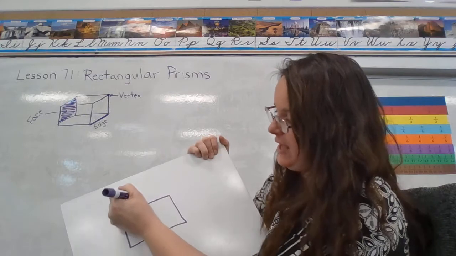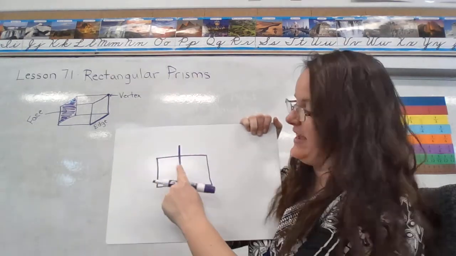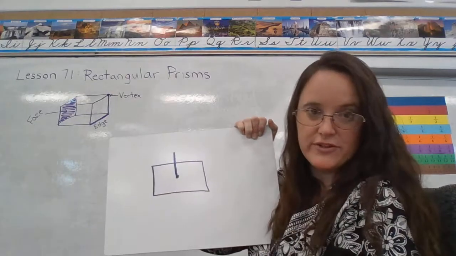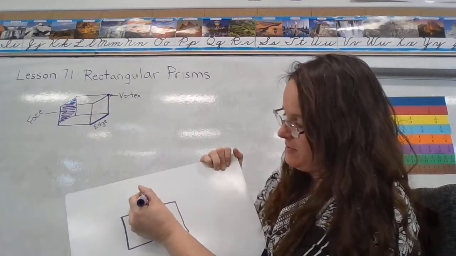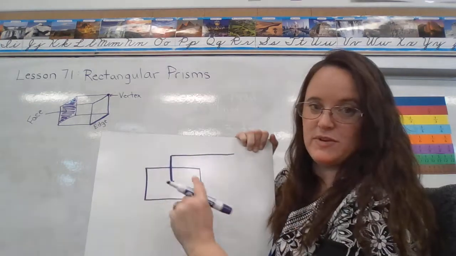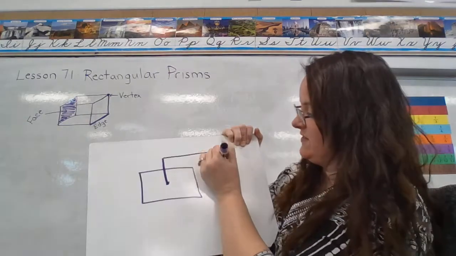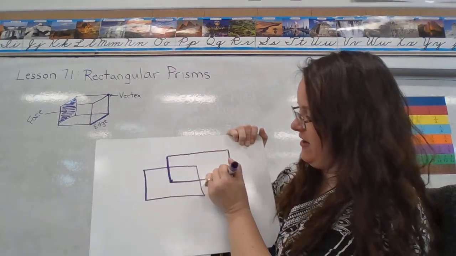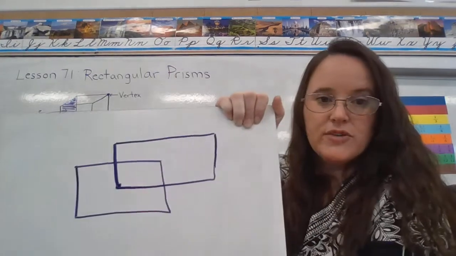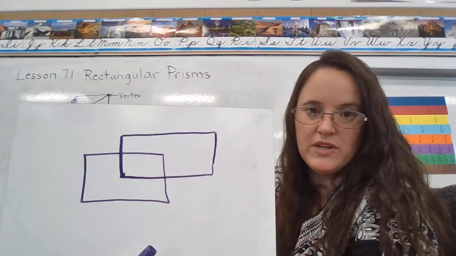So I'm going to go up about the same distance as my height here. So I end up going outside of that first rectangle. Then I'm going to go over about the same distance as what I have here. So I'm going to go past the edge, and then I just finish that off as a rectangle. So this is what you want when you have your 2 congruent rectangles.